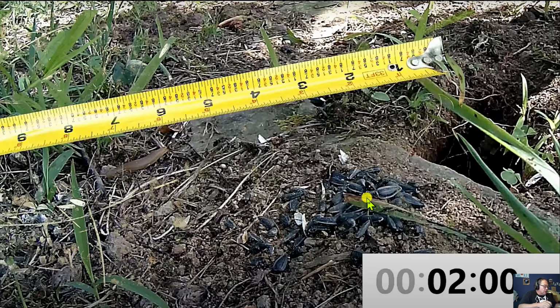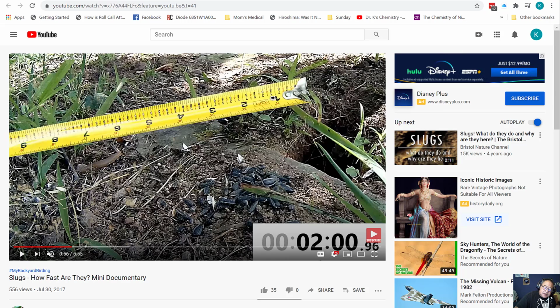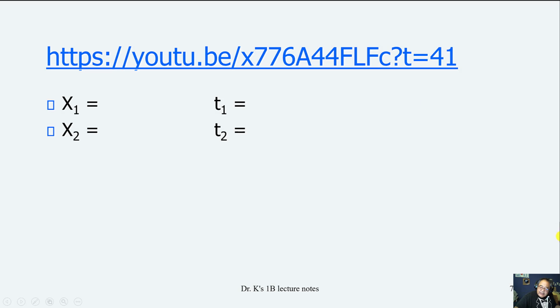Okay, so let's go ahead and go back to our lecture and plug those numbers in. All right, so let's see. How do I have this organized? I have time on the right, and I have x, the distance, on the left. So for time 1, I have 21.79 seconds, and then I have 2 minutes and 0.96 seconds. Then I have the distances, 3.0 and 7.0, and these are in inches. That was an inch ruler. Okay, so we got the numbers we need.